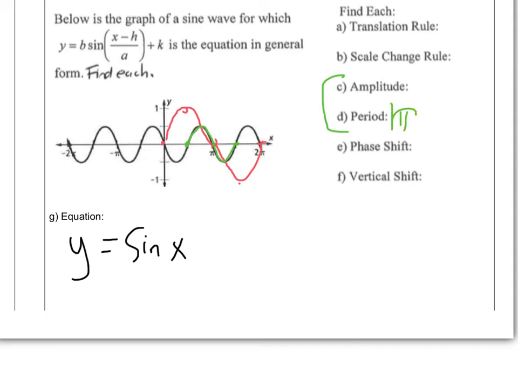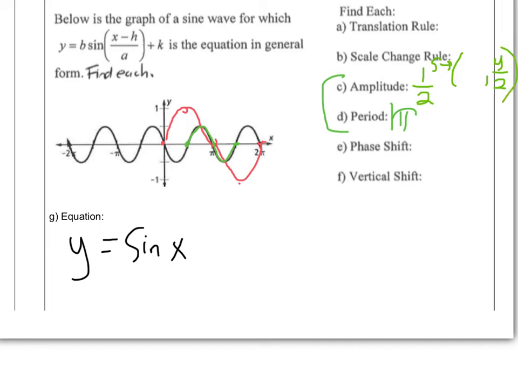The amplitude, the original hump height is 1. This guy goes from a positive 1/2 to negative 1/2. The distance is 1. Divide that by 2, you get a half. Or notice the heights here are a half. So the amplitude is 1/2. Let's go ahead and just write the scale change rule for that. Well, the scale change rule would say that the amplitude is 1/2. So what I did is I took the y's and I divided them by 2.